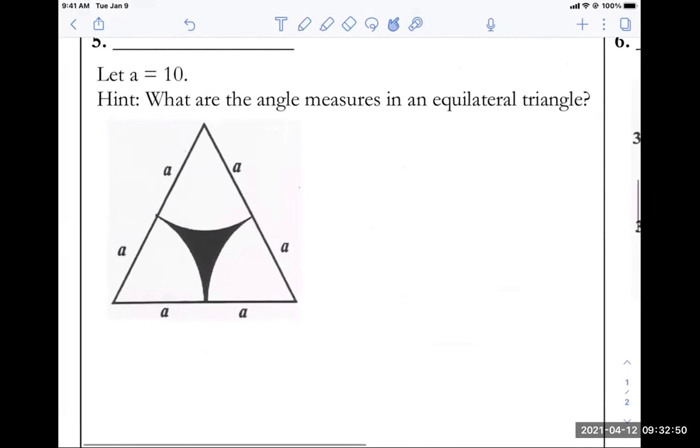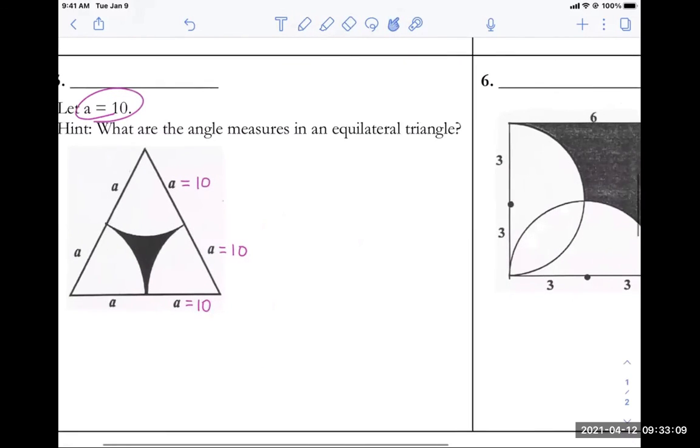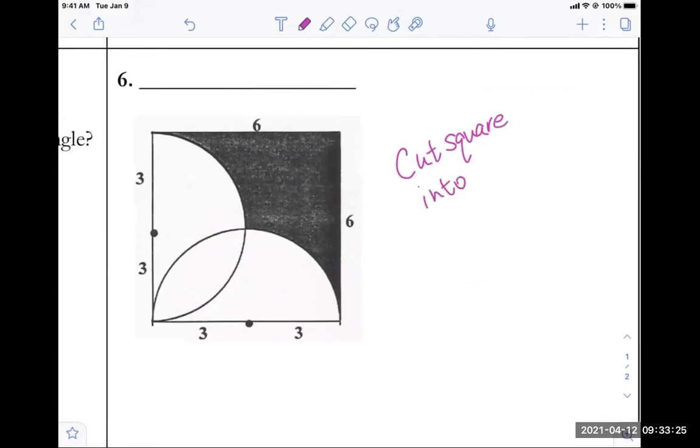So I told you A is 10 for number 5. I was just trying to make it easier for you to have an actual number there instead of asking for a formula or something. And again, this is a regular triangle, so I'm not going to give you any hints on this one. I want to see what you can figure out from there. And then for this one, it's helpful to cut it into parts. Figure out how to cut the square into parts, and then add, subtract, whatever to find the area that's shaded.